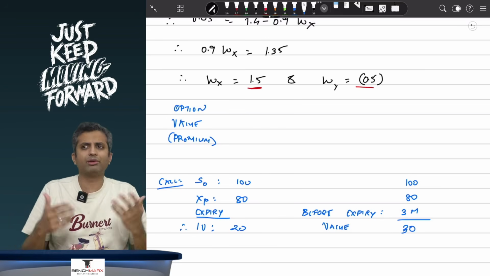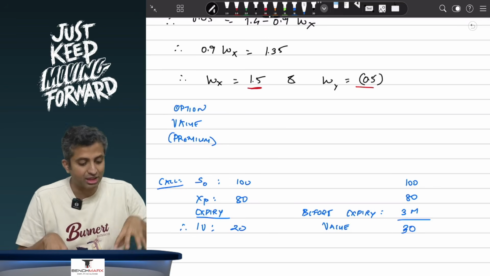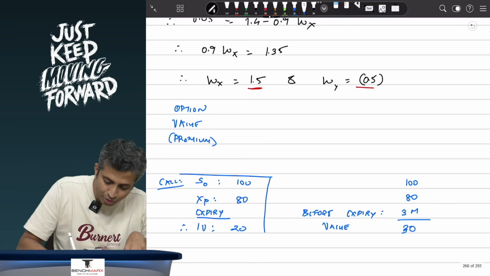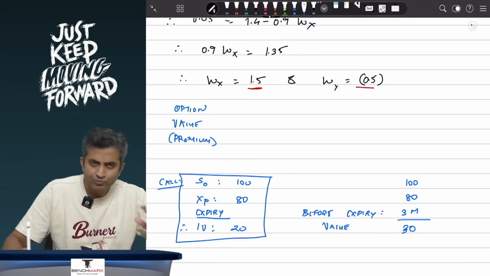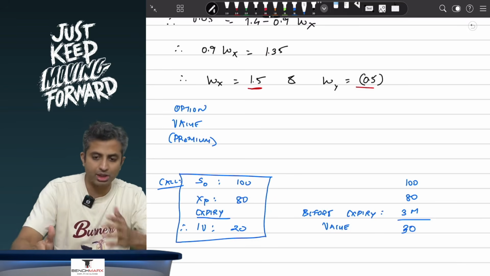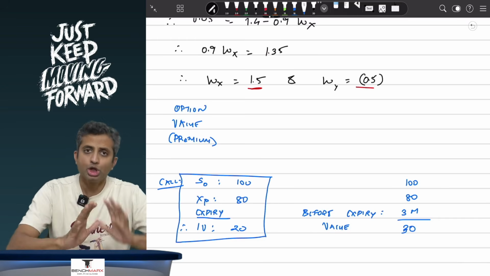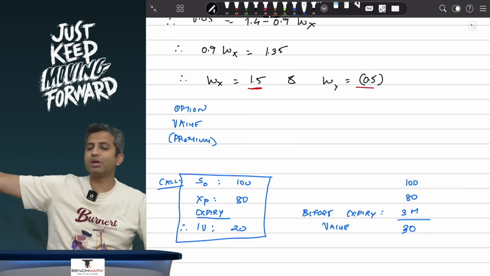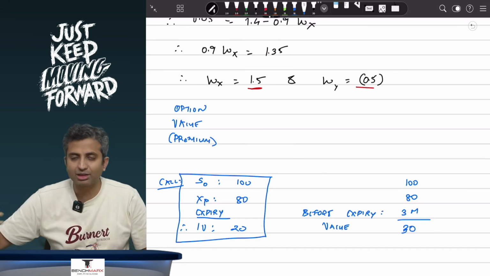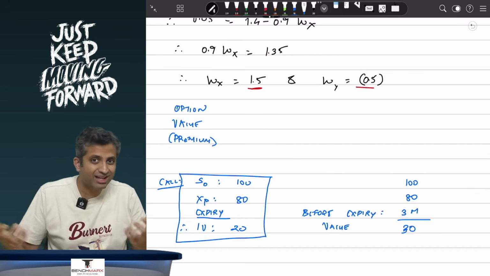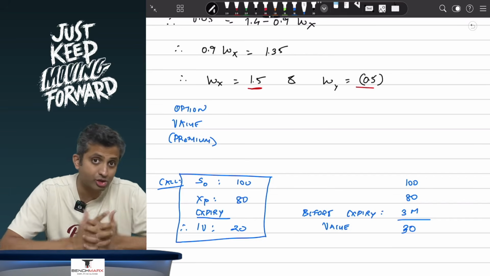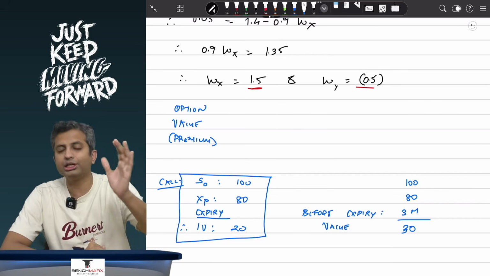Now you have to ask yourself, why is it called time value? If this is the position at expiry, then no one is going to pay you anything beyond 20, because if you are on the date of expiry, your option's premium will be equal to the intrinsic value. But because there is some time remaining to expiry, people expect that you will probably make some more return, or there can be some fluctuation which can be favorable, and hence they are ready to pay slightly more.